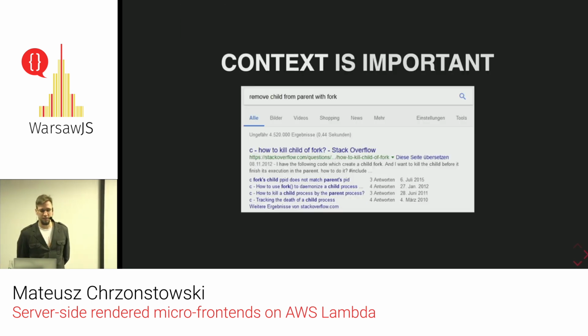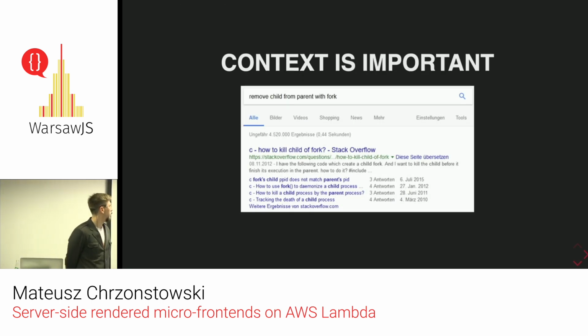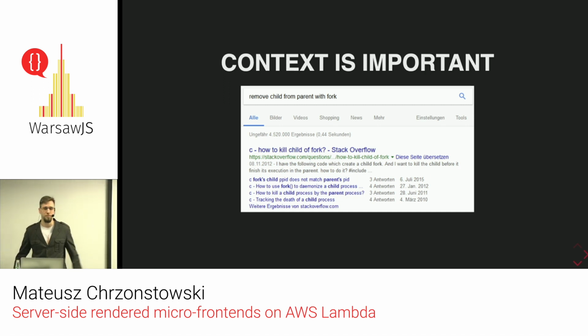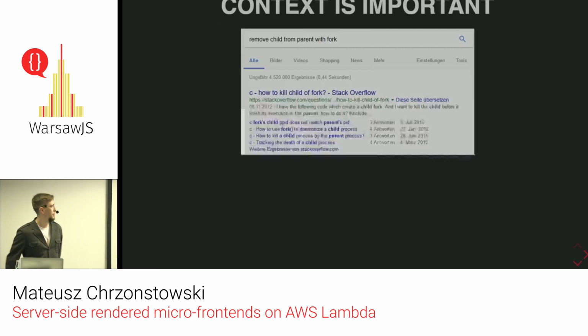So context is important, and here, fortunately, Google is smart enough to guess that the one who wrote "remove child from parent with fork" is a poor programmer or someone who is struggling with system processes, not the child murderer. So Google is smart enough to guess the context of the user based on the data. So I don't want you to guess my context, so here it is.